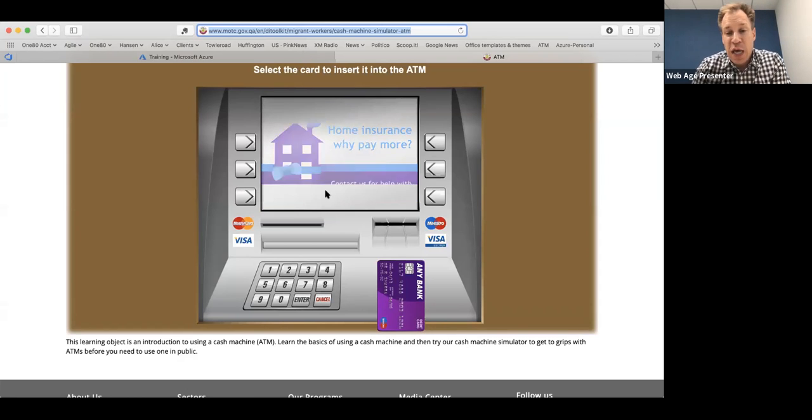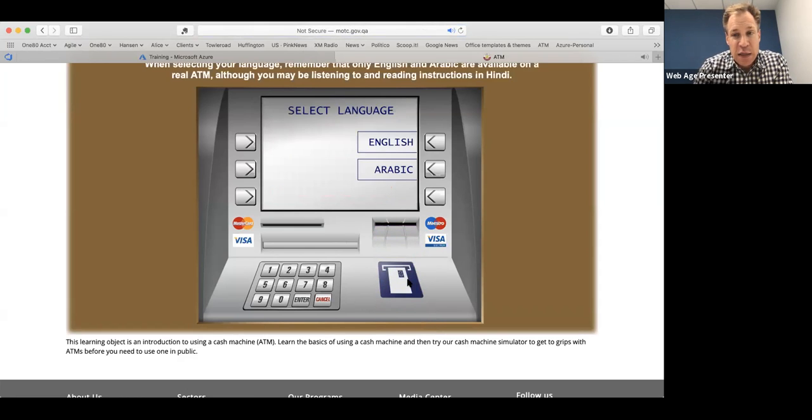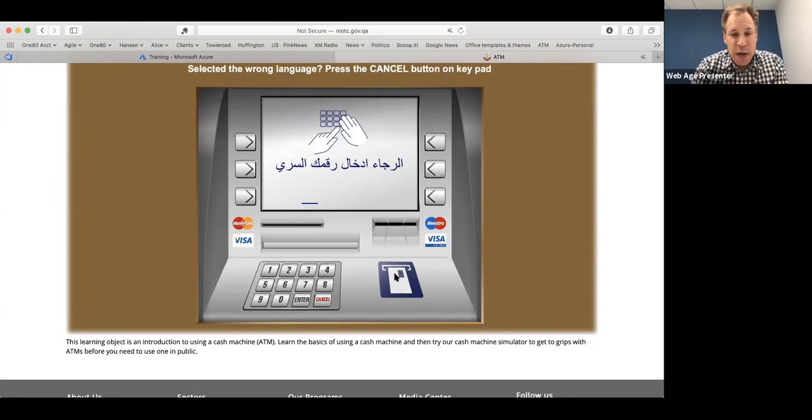All right. To make this simulation work, you just click on the card. It goes in and then says, select your language. When selecting your language, remember that only English and Arabic are available on a real ATM. We'll turn that off, sorry. This is, of course, to teach. You want the chat link again? I'll send it again. There it is. So you'd walk through in English. I chose Arabic by mistake.